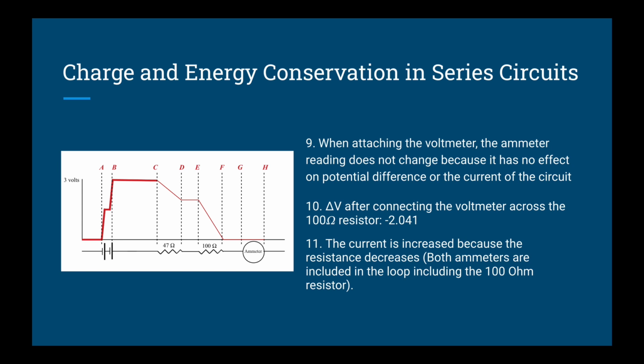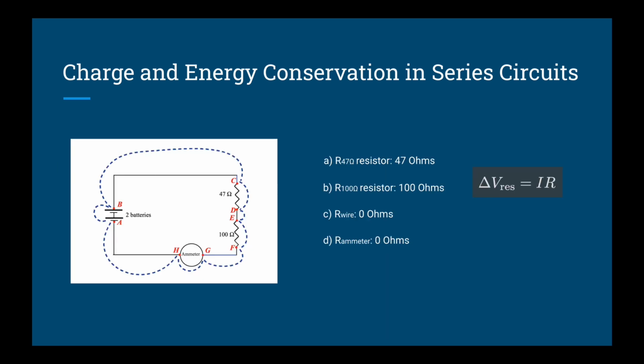We also see the graph of potential versus position around the circuit, where the electric field, which is the negative gradient of the potential, is larger where the slope is steeper. In this case, the slope is steeper at the 100 ohm resistor compared to the 47 ohm resistor. Some values determined: the resistance was 47 ohms for the 47 ohm resistor, 100 ohms for the 100 ohm resistor, whereas our wire was 0 and our ammeter was also 0 ohms. These were calculated using delta V equals IR.